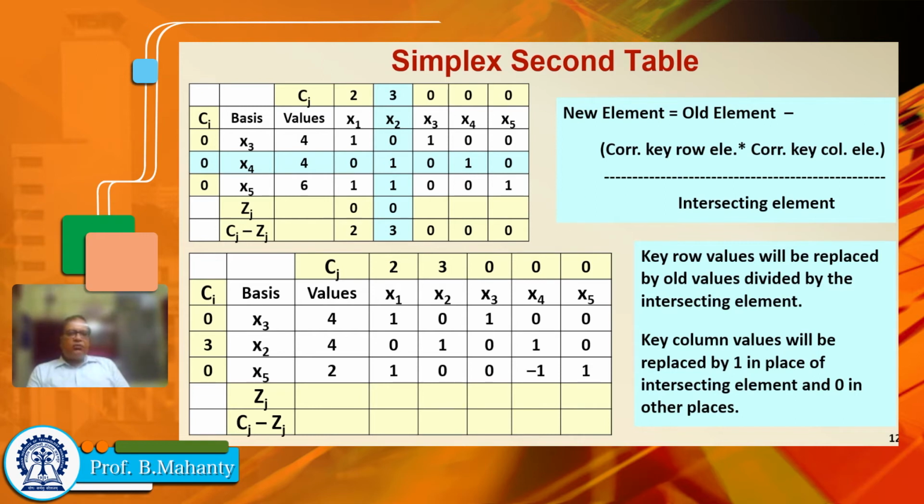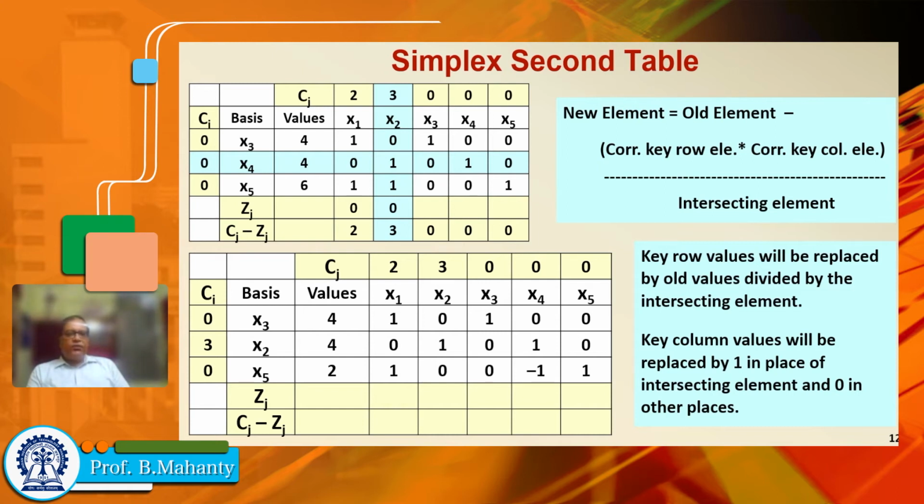So what is the Zj for x1? You see, it is 1 into 0 plus 0 into 3 plus 1 into 0. So Zj equal to 0. And already we know Cj is 2. So 2 minus 0, Cj minus Zj value would be 2.